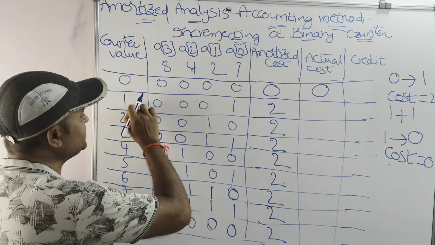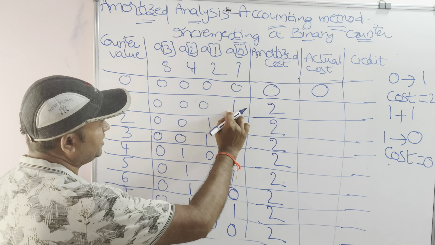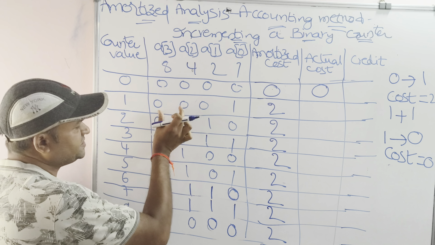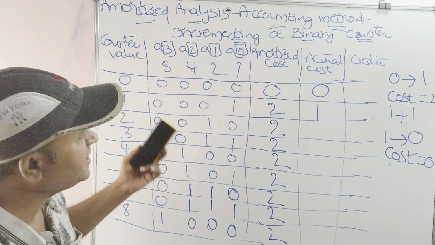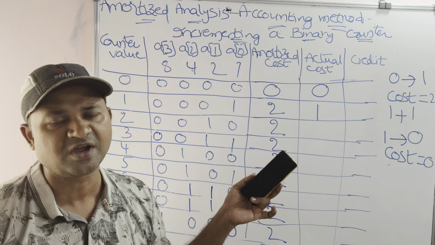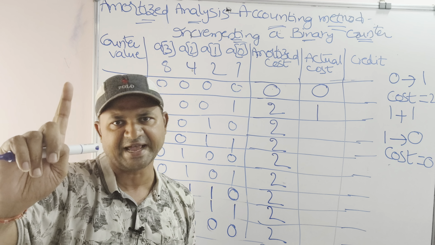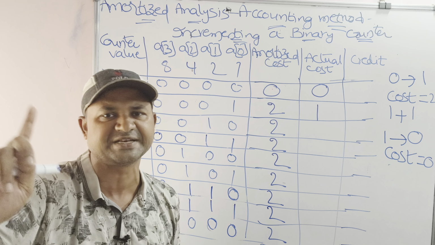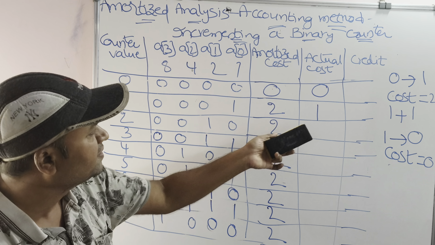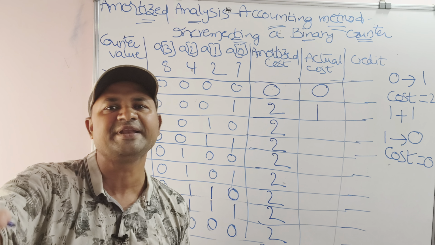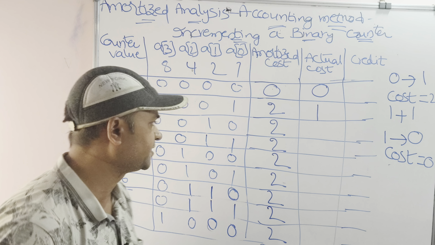For the second number, that is 1, observe from 0 to 1. So 0 to 1, 1 bit is changing. Remaining 3 bits are same only. So 1 bit is changing, so the actual cost is 1. Whereas in stack operation, actual cost means for push and pop operation, one time unit is required. One operation is enough, so 1 is the actual cost. But in a binary counter, actual cost represents how many changes are happening from one number to another number.